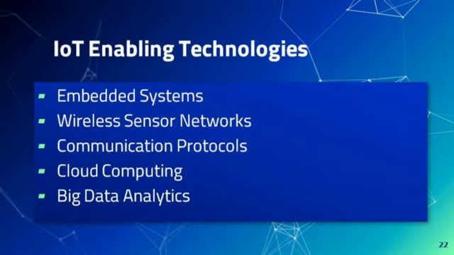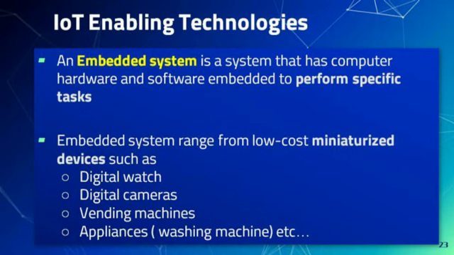The next topic is IoT enabling technologies. There are 5 technologies listed here, and this is an example only. There are many more technologies which support IoT. Embedded systems, wireless sensor networks, communication protocols, cloud computing, big data analytics. We shall see them one by one. The first technology is the embedded system.